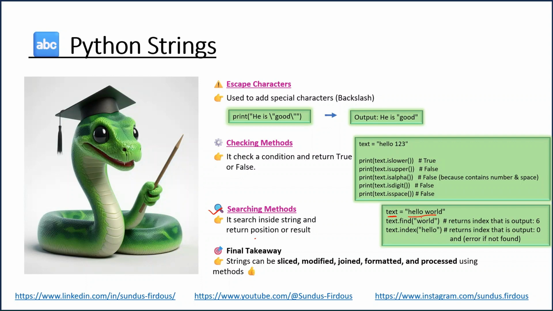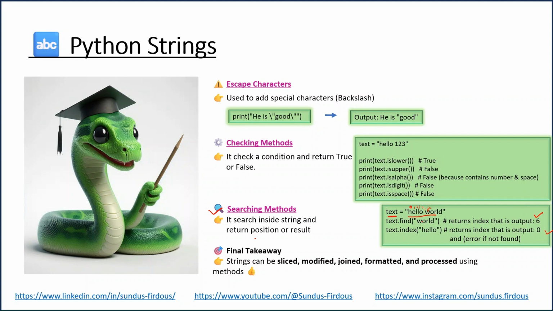Indexing always starts from 0. So 0, 1, 2, 3, 4, 5, 6. W is at index 6, so my output will be 6. Now I want to search for hello. Is it present inside the string or not? It will find the word hello, which is present at index 0, so my output will be 0.